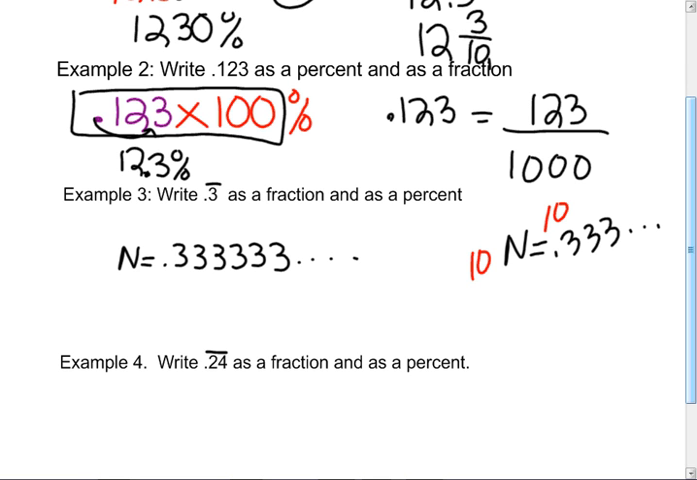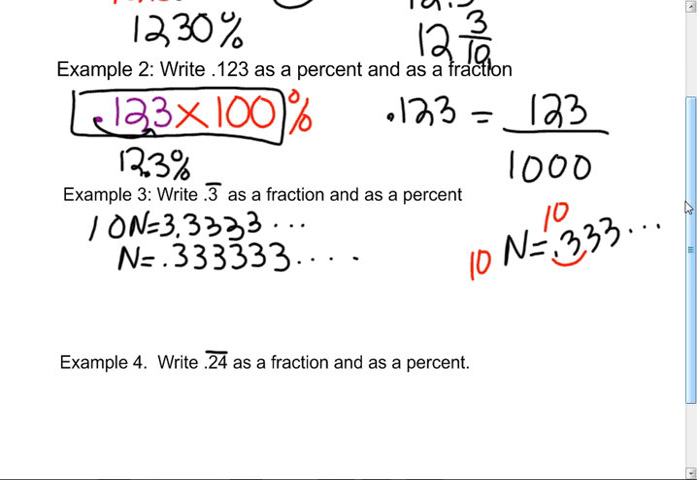How many zeros? One. So it goes one place. So if I do 10n, I'm going to line this up, equals 3.3333 repeating. And you know what I'm going to do with those equations? I'm going to subtract them.